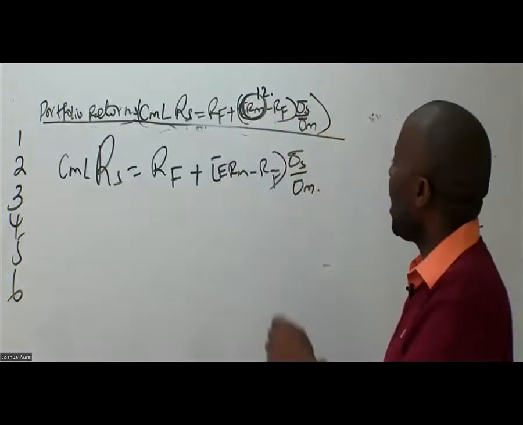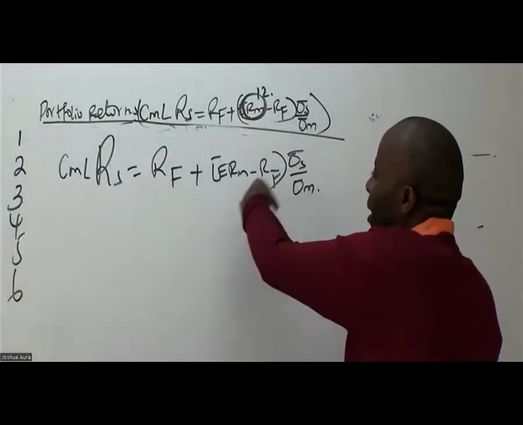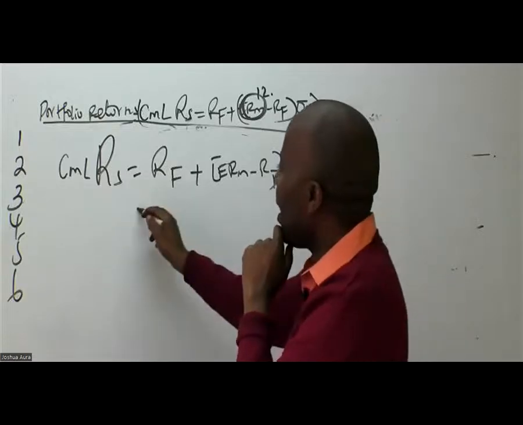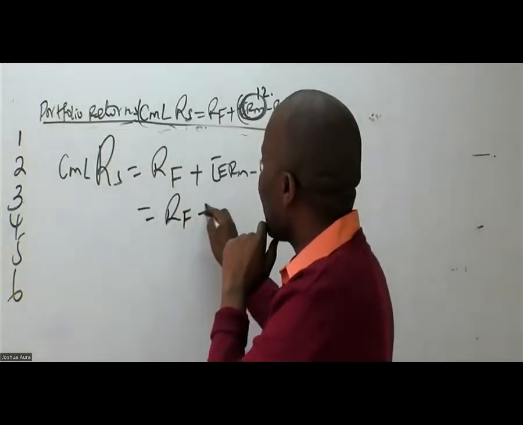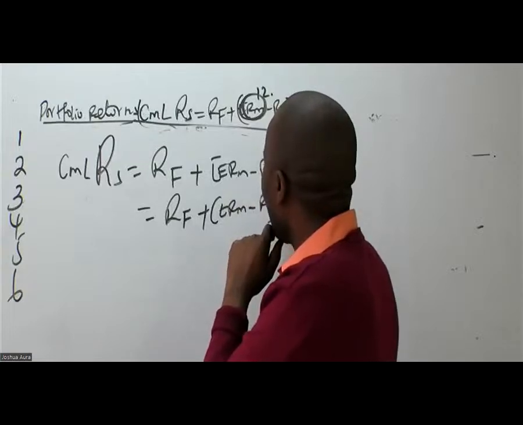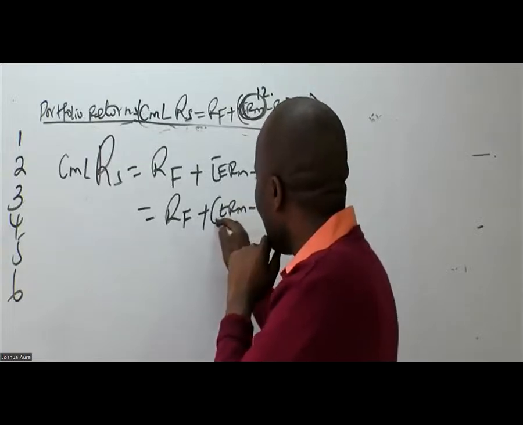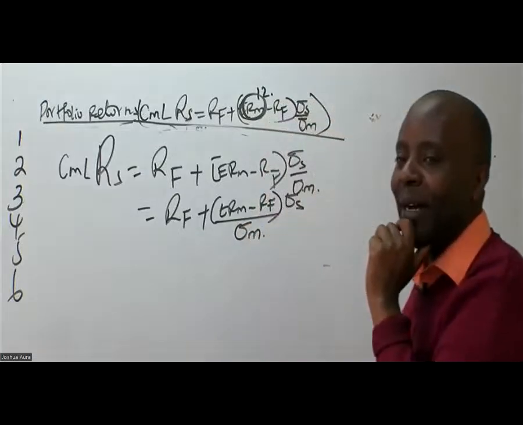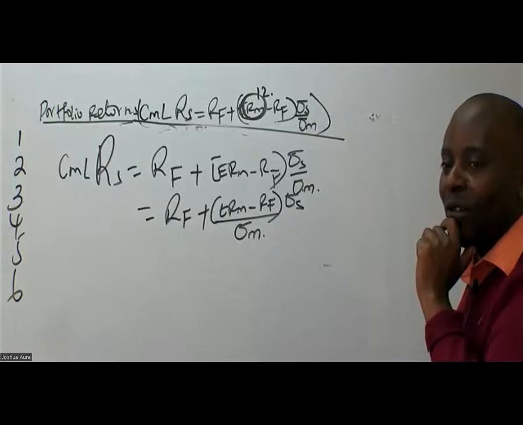But you see, I'm realizing that this standard deviation of the market is the same for everything down. So it means that I can write this equation like this: risk-free plus, into brackets, ERM minus risk-free, into the standard deviation of it. So I can bring this very comfortably and put it there. No harm at all.